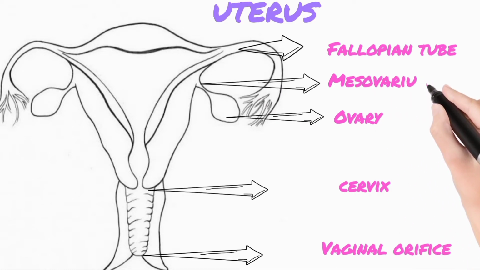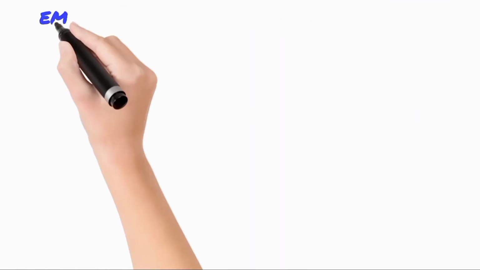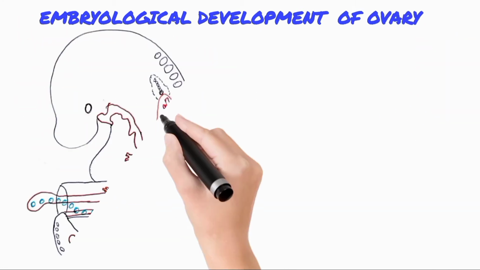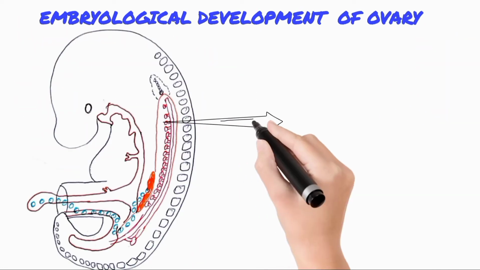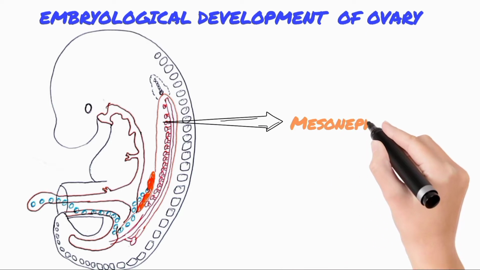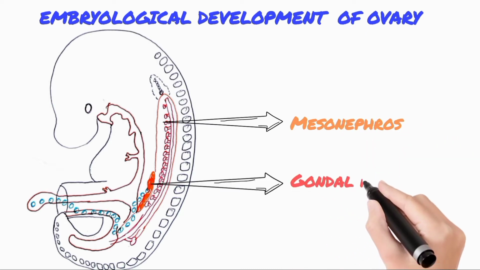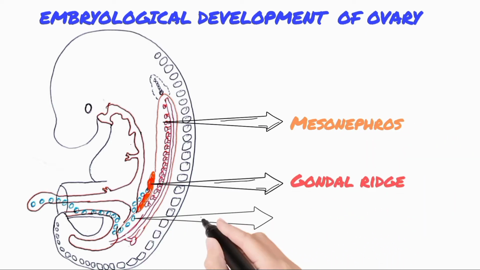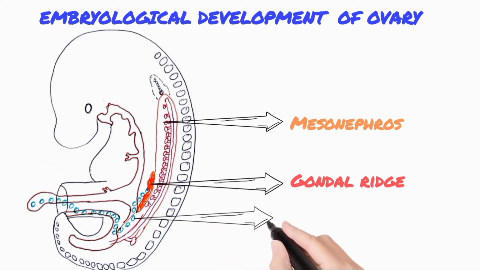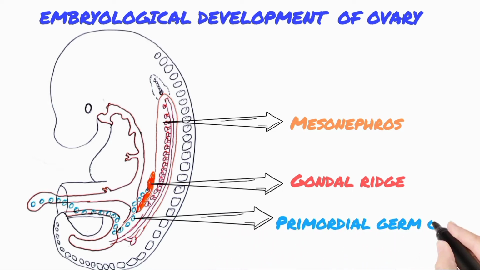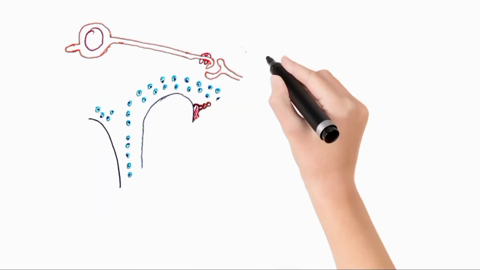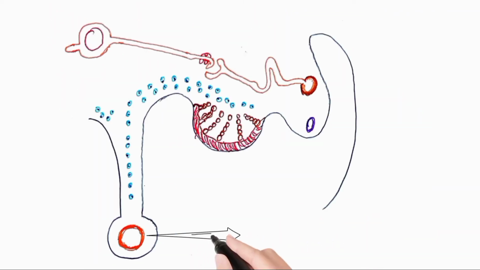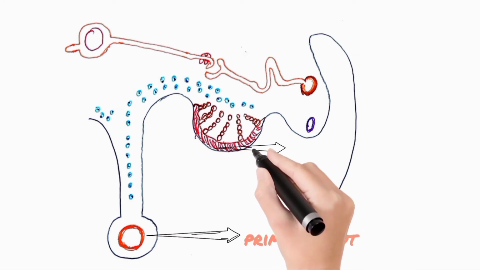Now we are going to see the embryological development of the ovary. From the fourth week of fetal life onwards, the sex cells undergo the development process. In the earlier stage, the longitudinal ridge is converted into a gonadal ridge. It has two layers: one is surface epithelium, the other is mesoderm. Near the genital ridge, the mesonephric duct and paramesonephric duct are present.